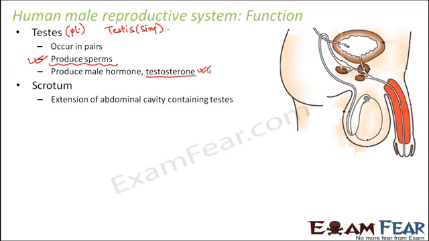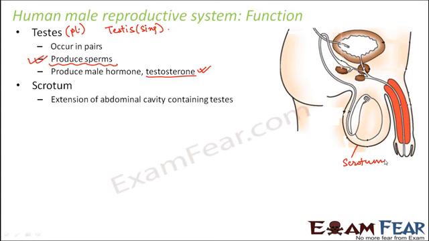So it is like an extension of the abdominal cavity containing the testis. Now, have you observed this? This is your abdomen, this is your abdominal cavity, right? But outside the abdominal cavity, this scrotum is almost like an extension. It is as if a space has been created specially outside the abdomen for the testis. Now, why do we need this special space for the testis? Why can't the testis be present inside the abdominal cavity?